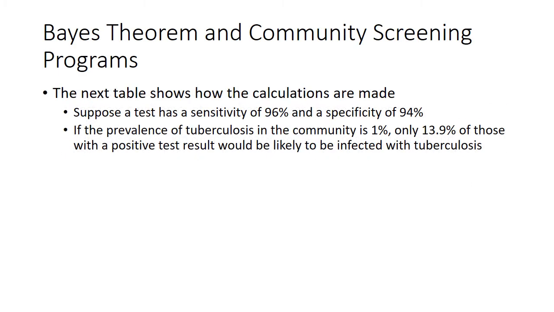The next slide is going to have a table that will show how some of these calculations are made. But let's say, for instance, we have a test that has a sensitivity of 96% and a specificity of 94%. Sounds pretty good, right? Well, if we know beforehand, a priori, that the prevalence of TB in the community is only 1%, then when we do the calculations, which I'll show you in a second, only 13.9% of those with a positive result would actually be infected with tuberculosis. That means a high proportion of people testing positive don't actually have the disease, which could be a waste of money. You may need to do follow-up testing to see if they actually have it, and you could have people getting unnecessary treatment. You can see the inherent problems with this. So let's see how the actual math is done here.